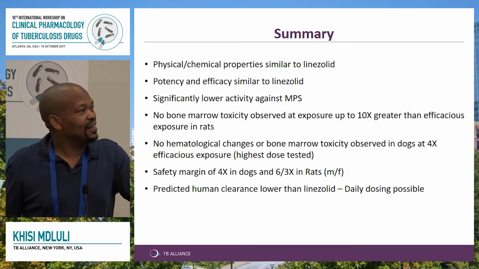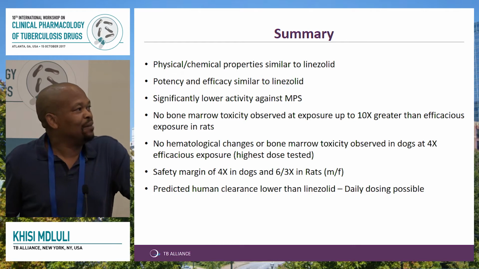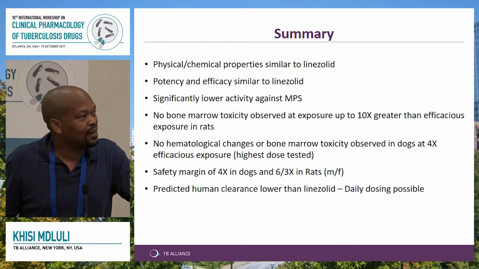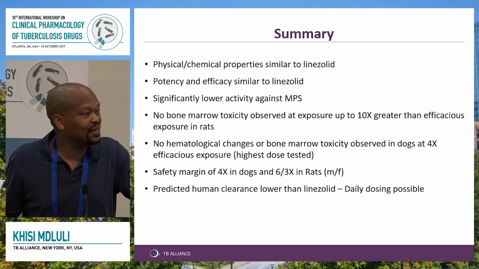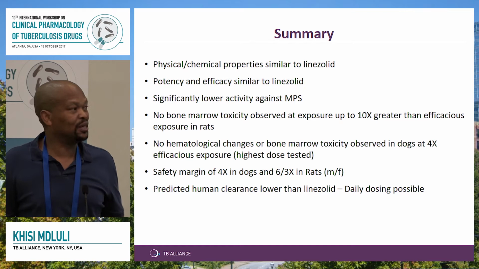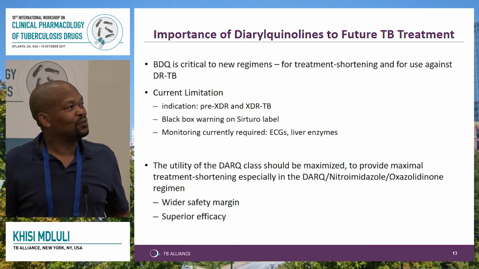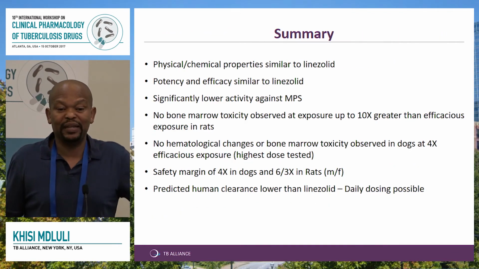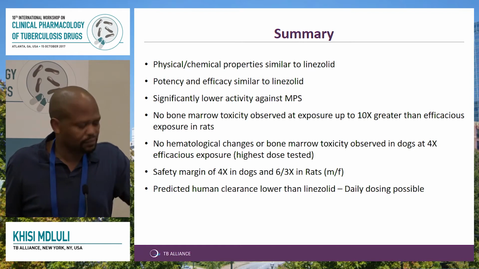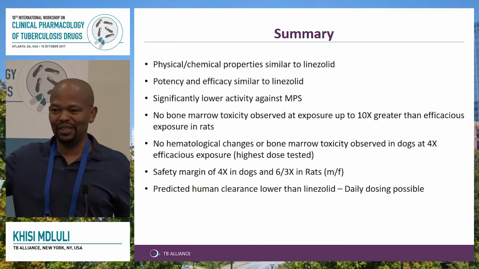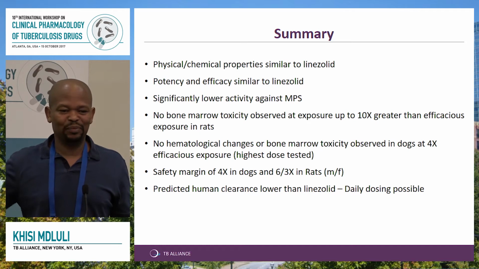So that then, in summary, gives us a compound with potency similar to linezolid, MPS better than linezolid, and no bone marrow toxicity, and a compound that we think we can actually dose once a day, whereas for linezolid sometimes we need twice a day dosing because of the exposure. And that gives us a compound that we think we can put in the next regimen, and it will do better than linezolid. So that was the story on the third compound in the next regimen, the linezolid.